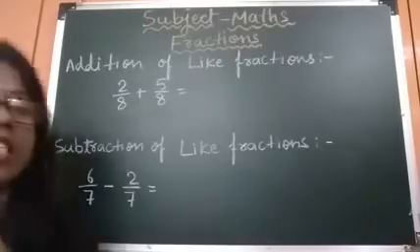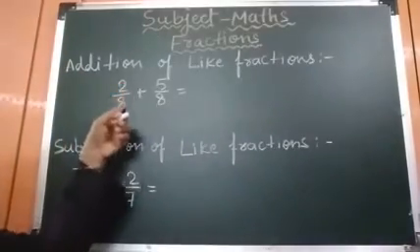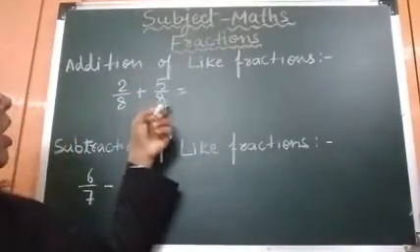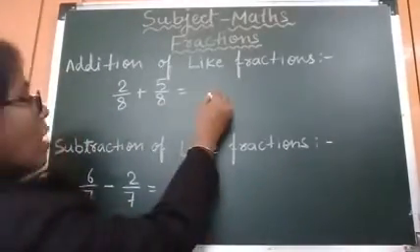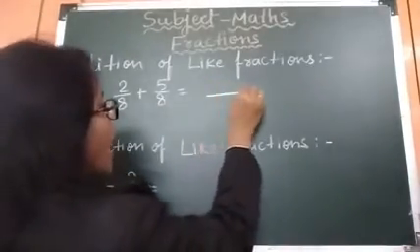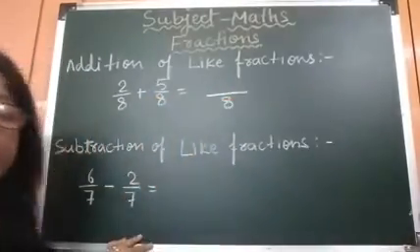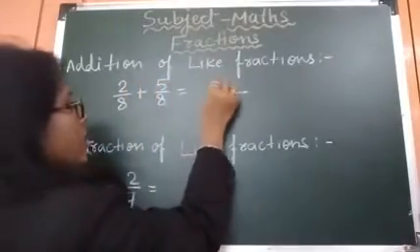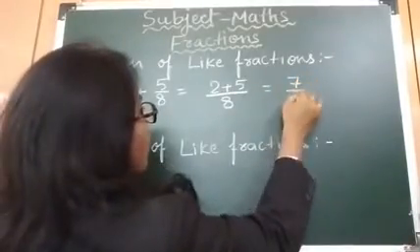Addition and subtraction of like fractions. I have taken one example here. 2 upon 8 plus 5 upon 8. Here, both are like fractions. So, how can you add? While adding, denominator is 8. So, we will put the denominator here and we will simply add these two numerators. 2 plus 5, that is 7 upon 8.